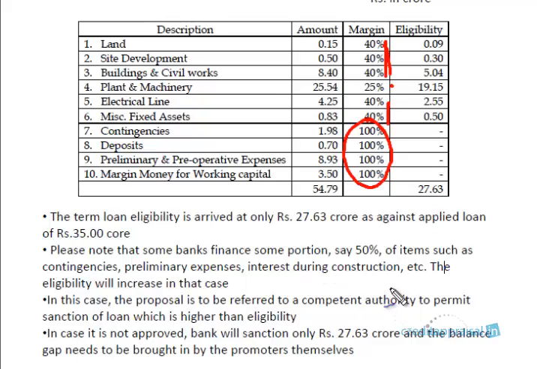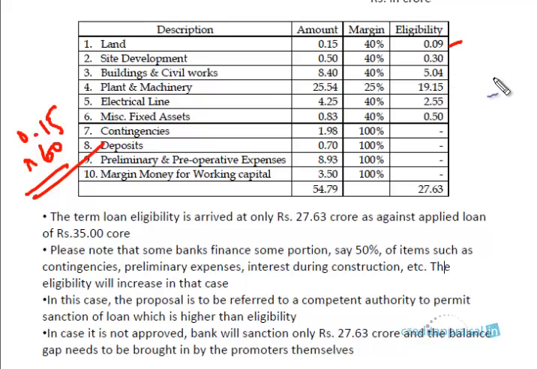In the chapter on term loan appraisal, we have seen how to calculate the term loan eligibility. Basically, look at the margin. Say it's 40%, which means the bank can sanction up to 60%. So 0.15 into 60. This is the maximum amount the bank can finance. So 0.09.